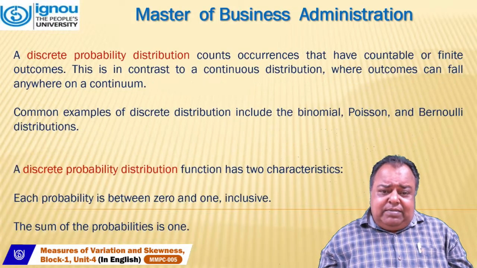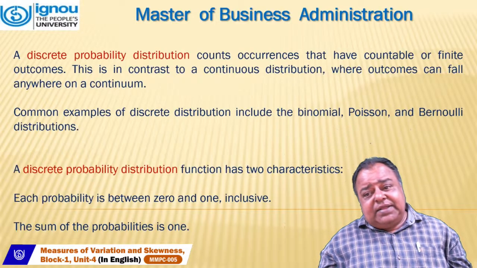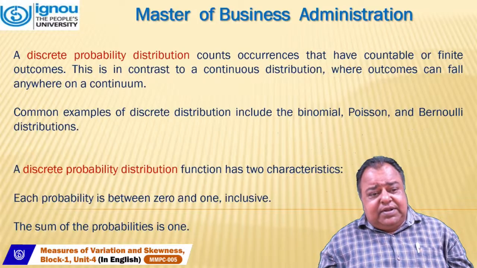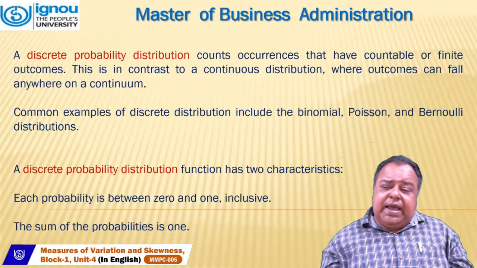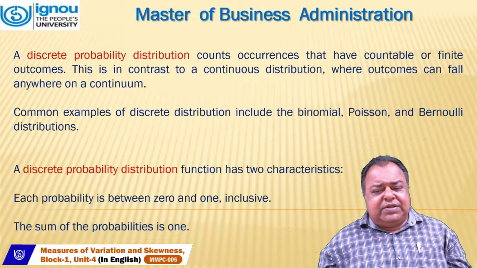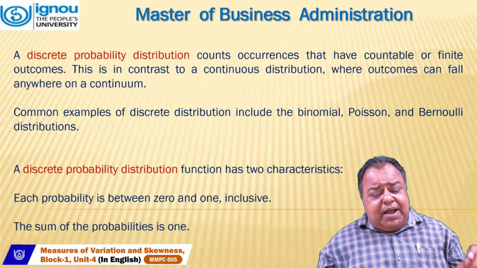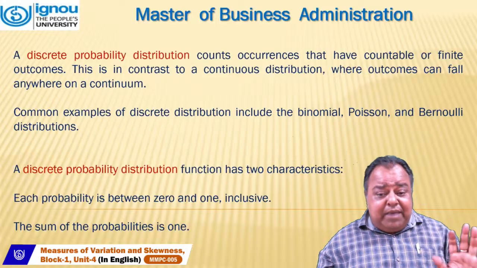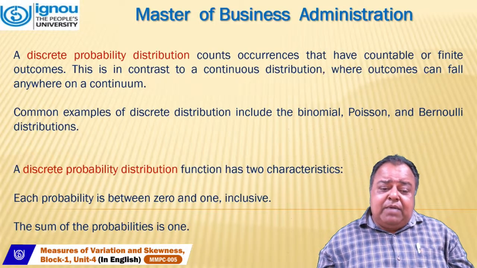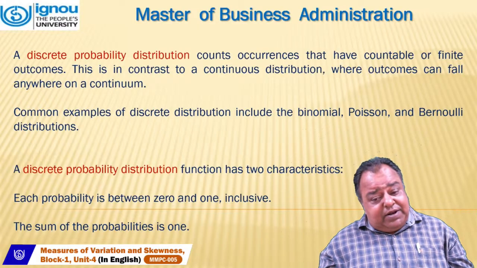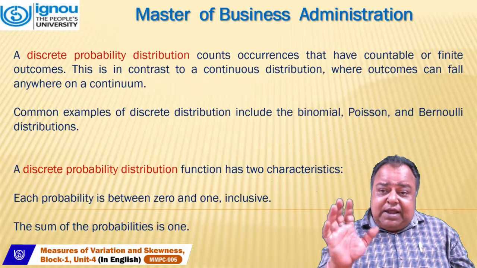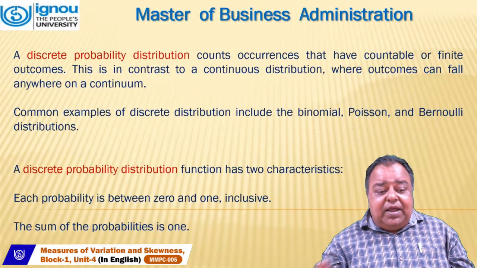A discrete probability distribution counts occurrences that have countable or finite outcomes. This is in contrast to a continuous distribution, where the outcome can fall anywhere in a continuum. Common examples of discrete distributions include binomial, Poisson, and Bernoulli distributions. These 3 distributions are used in making management decisions. A discrete probability distribution function has 2 characteristics: each probability is between 0 and 1, inclusive, and the sum of the probabilities is 1.